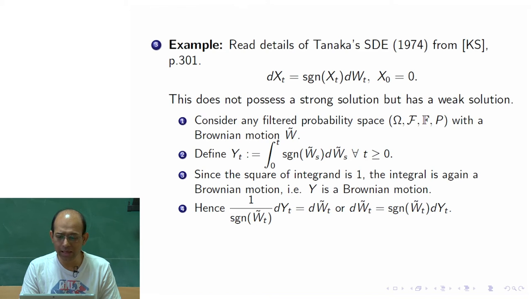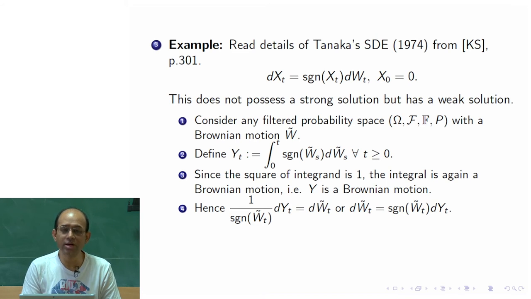It means that with this particular filtered probability space, if I started with some Brownian motion and from there we have constructed another Brownian motion y, then if I take this Brownian motion on this filtered probability space, w tilde becomes a solution of this equation. So, that proves that this equation has a weak solution.